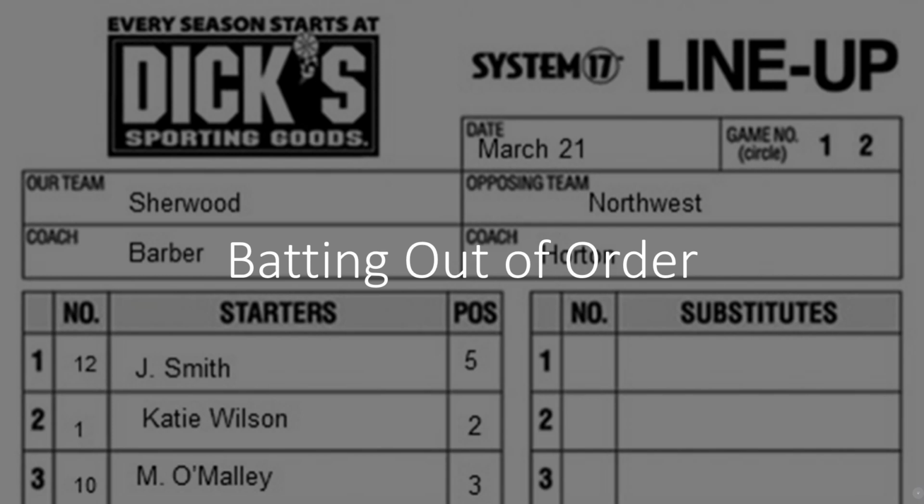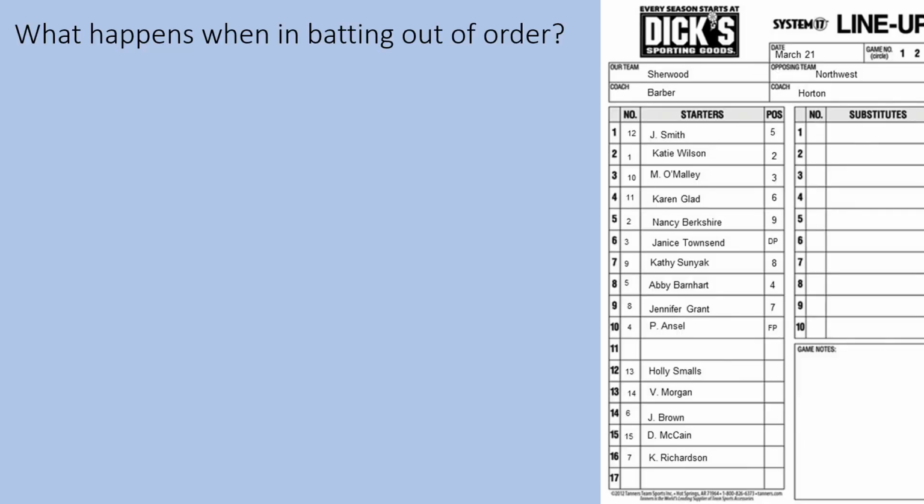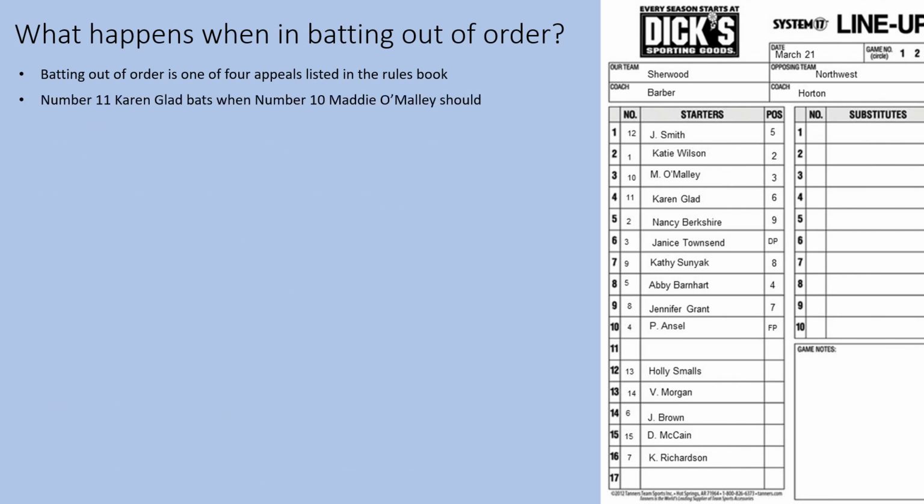This presentation is going to cover batting out of order. What happens when you bat out of order? Well, first, recognize that batting out of order is one of the 4 appeals listed in the rules, National Federation of High Schools rules book. Let's do examples because it's easier to walk through examples than it is to try to go through the rule.